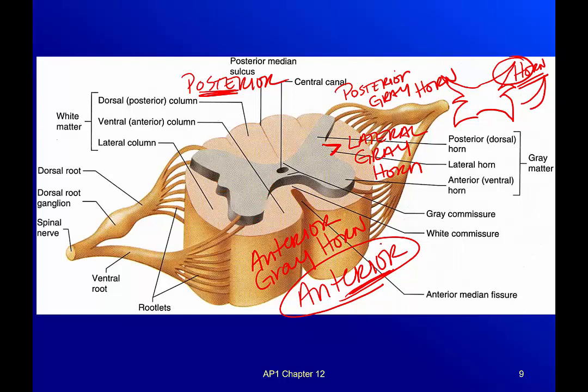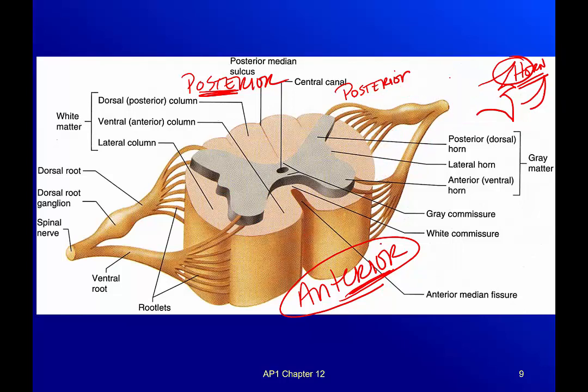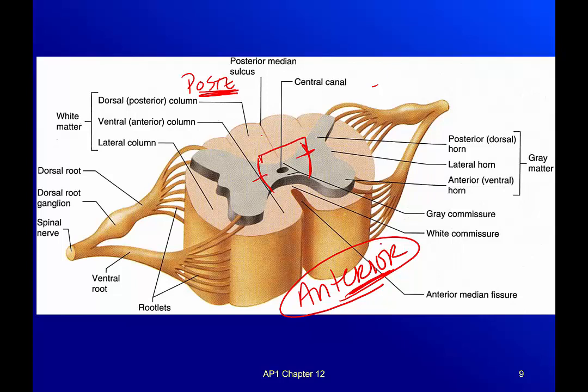Now, if you have people coming together and talking, it's said that they commiserate. If you look here, do you see this chunk of gray matter that's between the two wings? This is called the gray commissure. Why? Because it's basically the two wings coming together. This hole that's right here.